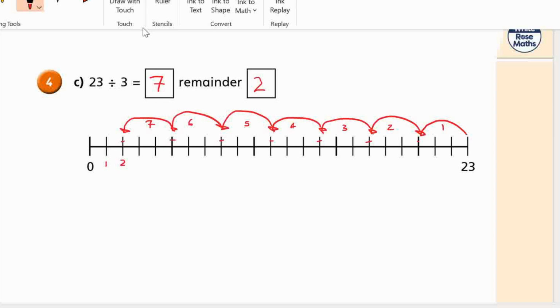Just checking your times table. 3 times 7 is 21. Okay. So then there'll be 2 left over, wouldn't there? If we do 23 take away 21, we have 2 left over. Okay. Right, next task.